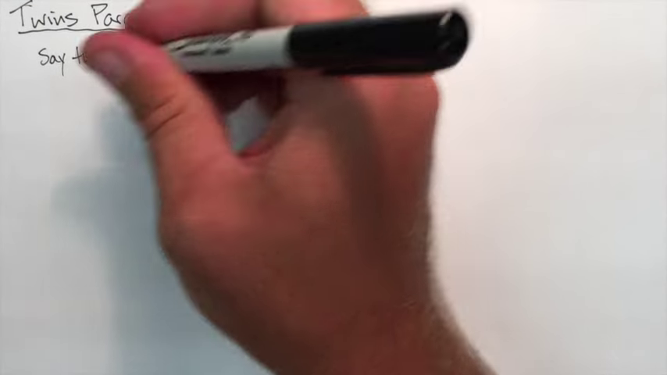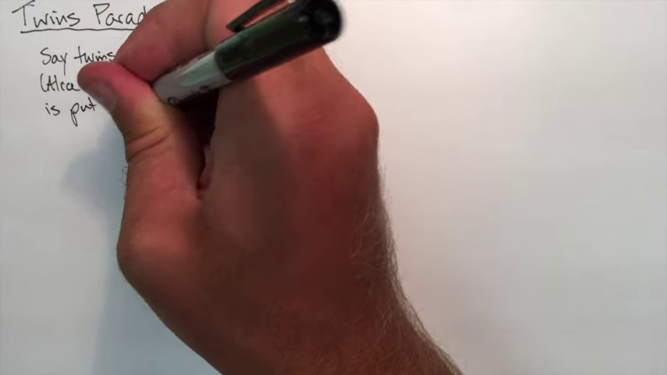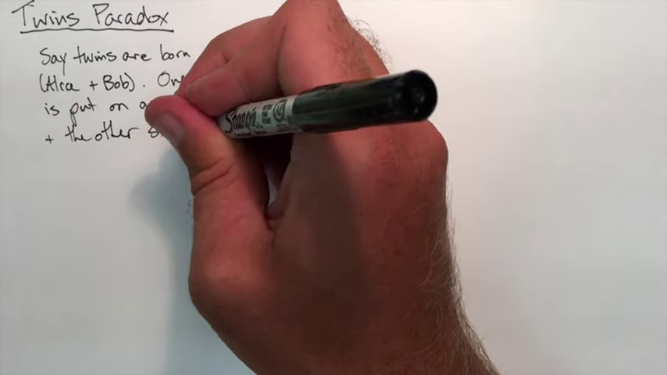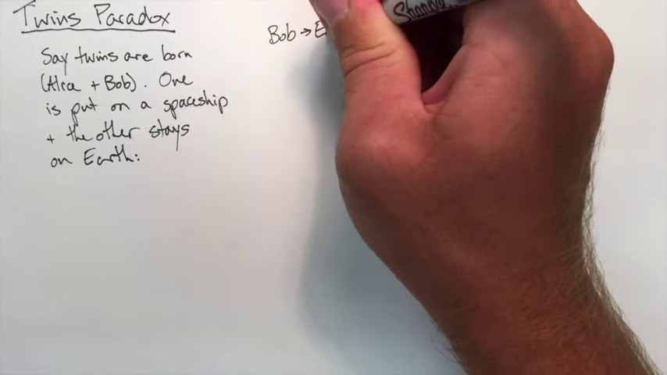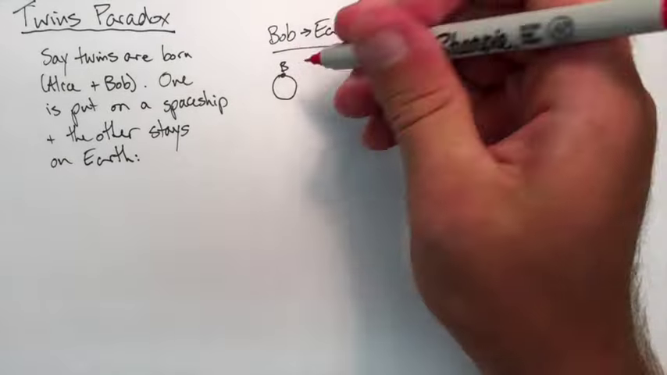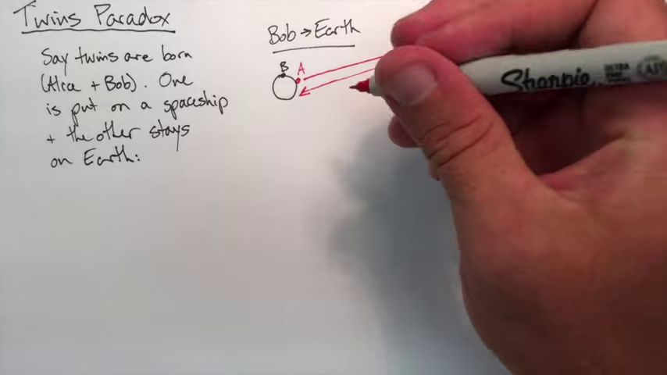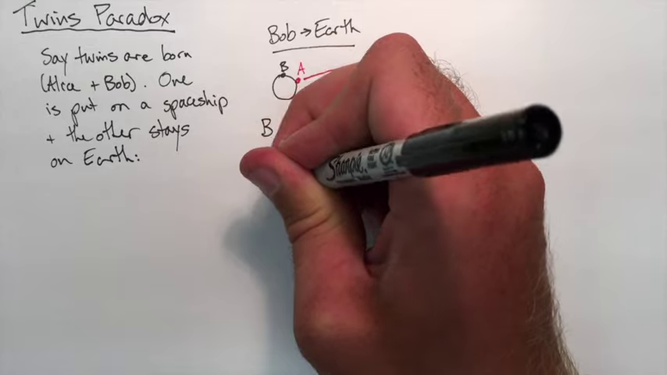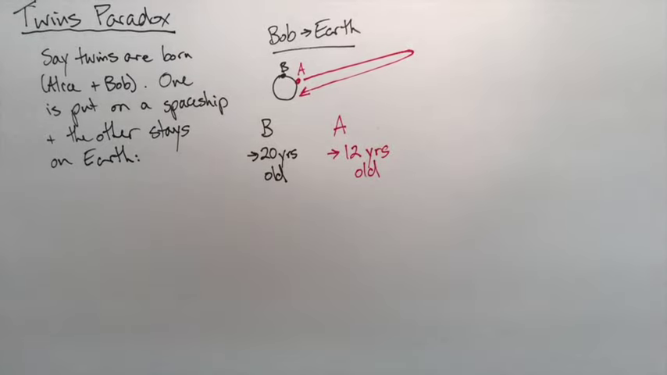Finally, we're going to look at something called the twins paradox. Say we have twins, Alice and Bob. They're born, and we're going to stick one on a spaceship, blast it off, and keep one here on Earth. Alice is going to go on the spaceship, Bob will stay, and we're going to see what each of them sees. Bob, who stays on Earth, sees Alice leave in the spaceship. He waits and waits, and then finally, 20 years later, Alice returns. So Bob is 20 years old, but because Alice left on a spaceship going near the speed of light, she's going to age at a slower pace. Alice might only be 12 years old.